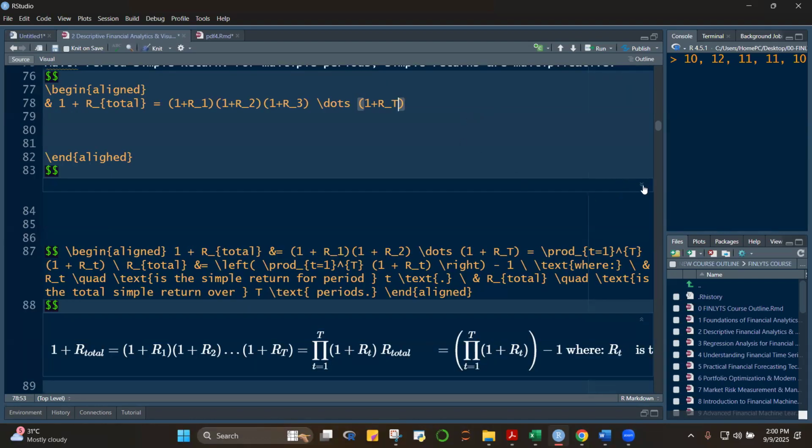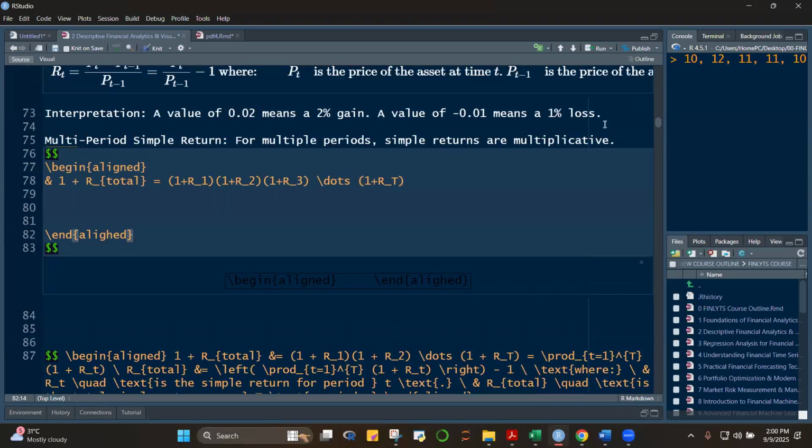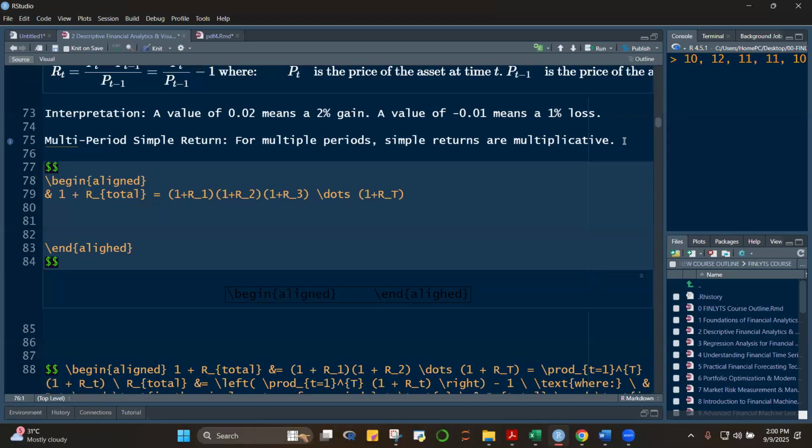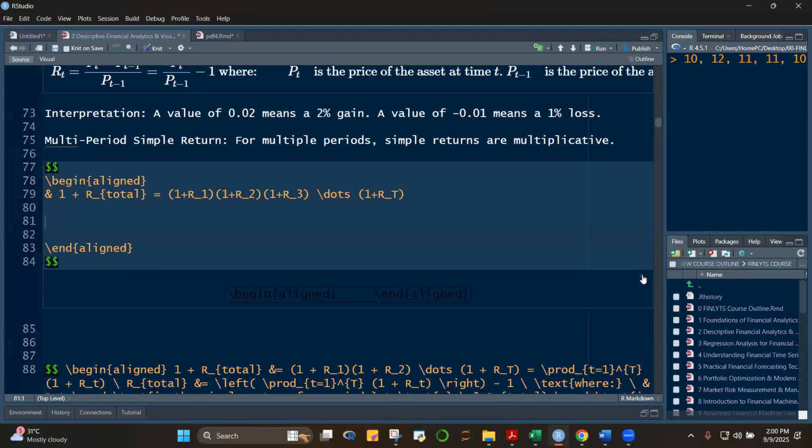Maybe let's show this first. Begin aligned. My spelling is wrong, class. Notice how sensitive R is. Aligned, so it gave an error. Aligned. There. Plus. So that one, class: 1 plus R sub total is equal to 1 plus R sub 1 times 1 plus R sub 2, 1 plus R sub 3, until the last period, 1 plus R sub t.